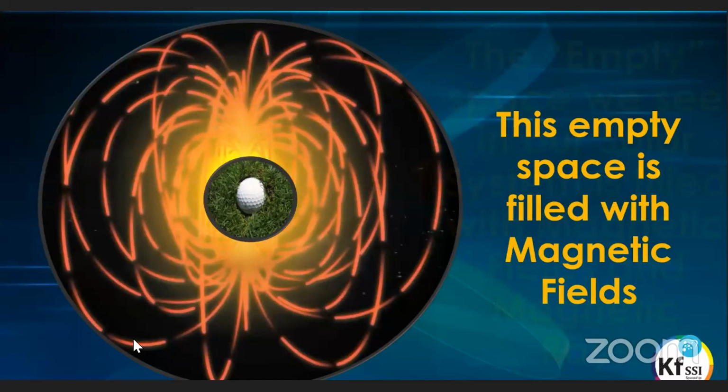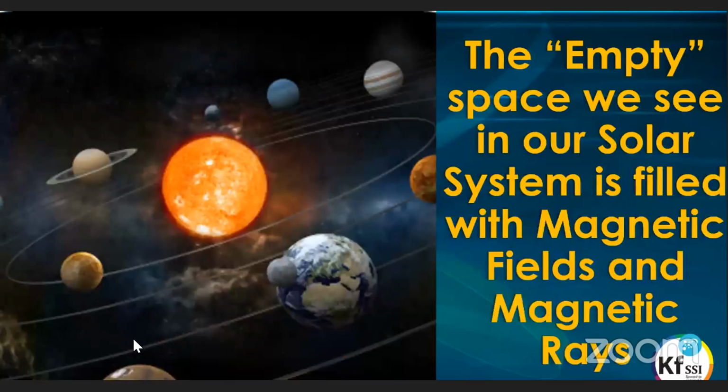And we can extend this further if we look out into our solar system and we see the sun and the planets, but we do see a lot of vast empty space. And this is also filled with magnetic fields and magnetic rays. So even though we perceive it as empty, we don't see them. They are filled with these magnetic fields and magnetic rays.